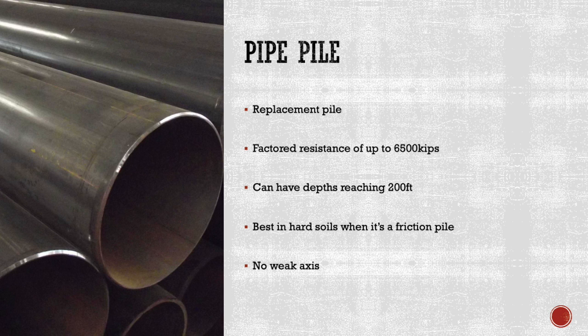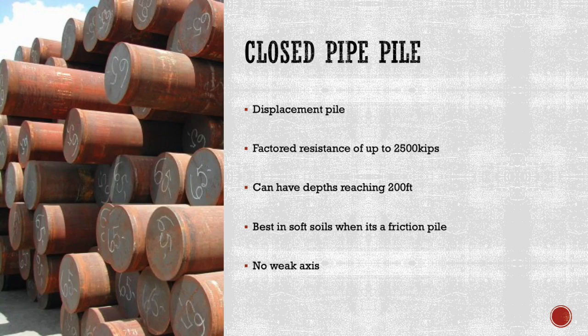Pipe piles are replacement piles that have a factored resistance of up to 6,500 kips. They can reach depths of 200 feet and are best in hard soils when used as a friction pile. The pipe pile also has no weak axis, which means that you can load it the same way in one direction as you can the other.